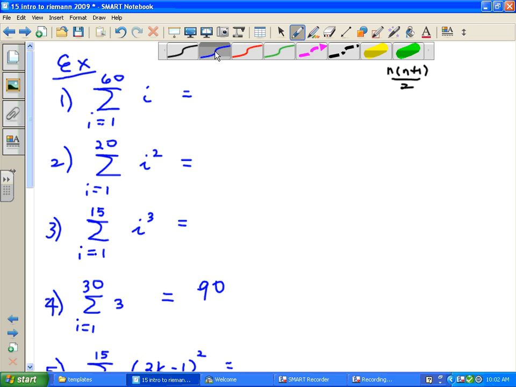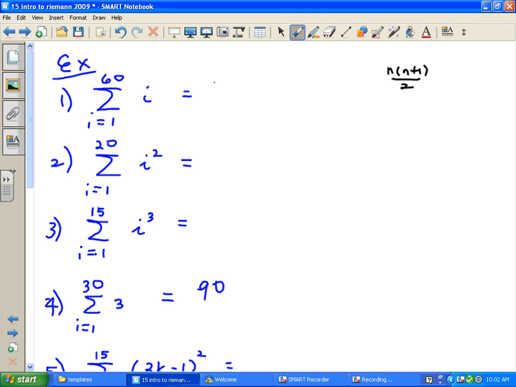Our n is 60. So the formula says take 60 times 61 divided by 2. And let me know what you're getting there. So we don't have to write 1 plus 2 plus all the way to 60. That's very long. With the shortcut method, the answer is 1830. And can somebody verify, please? Okay. What about the next one?